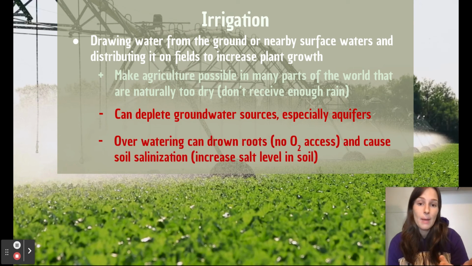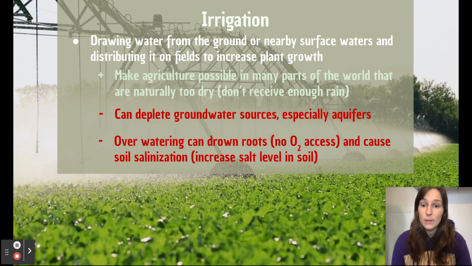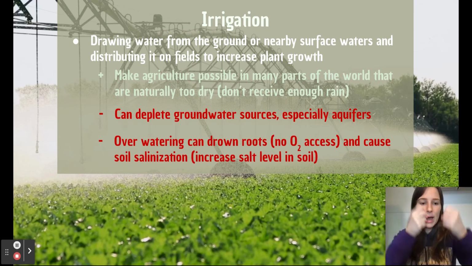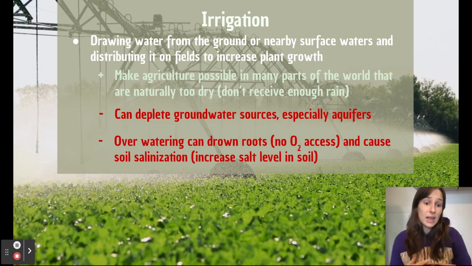Now, another thing that can happen is you can do too much irrigation, and overwatering can drown the roots, which means there's no oxygen access, and it can cause soil salinization, which increases salt level in the soil because you have a little bit of salt in your groundwater. So when you pump it up and spray it on the plants, you're adding that salt, and over time it accumulates, and so you can get this soil salinization when you're doing too much of this irrigation.